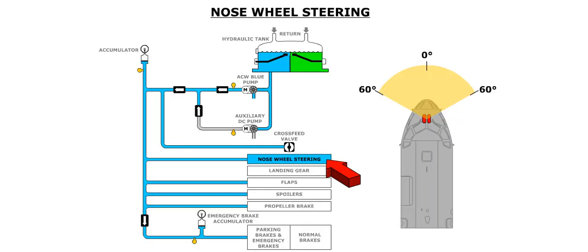A nose wheel steering system provides steering capability to the aircraft on the ground. The nose wheel can be steered up to 60 degrees left or right of center. The nose wheel steering system is powered by the blue hydraulic system.